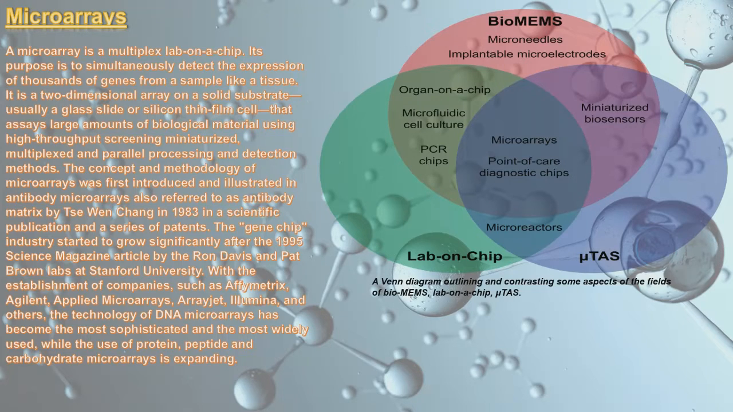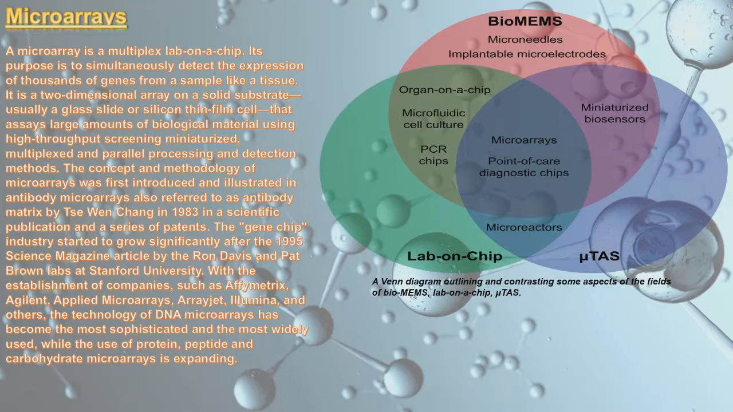A microarray is a multiplex lab on a chip. Its purpose is to simultaneously detect the expression of thousands of genes from a sample like a tissue. It is a 2D array on a solid surface, usually a glass slide or a silicon thin film cell, that accesses large amounts of biological material.